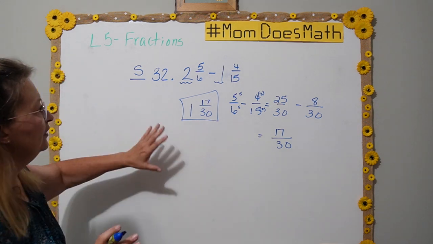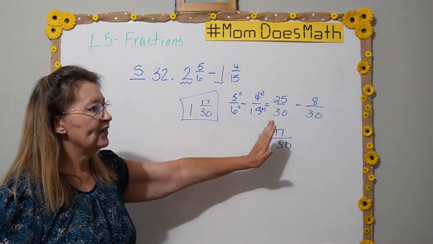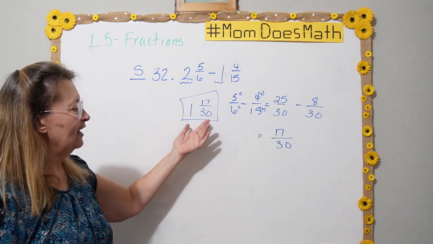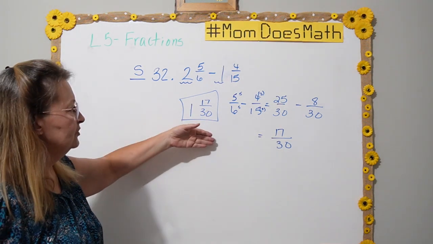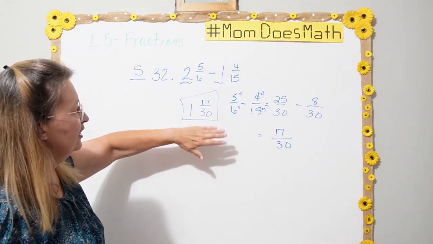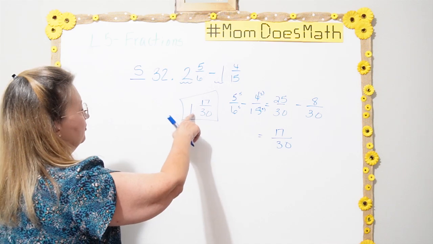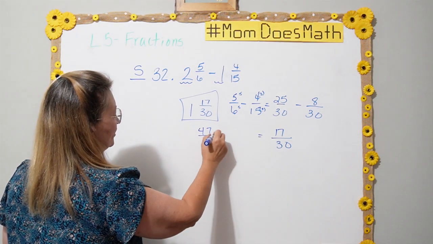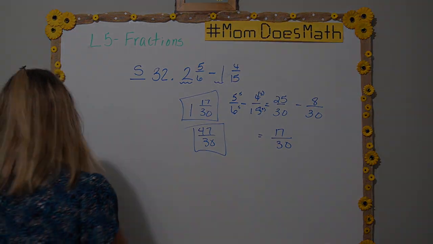So either way you want to go, you can change it to an improper fraction and then subtract the whole thing, and then you would probably have to convert it back to a mixed number, or you can just do the numbers separately. Now, if you had the improper fraction, the denominator would be 30, and you would have gotten 47 over 30. So either way works.